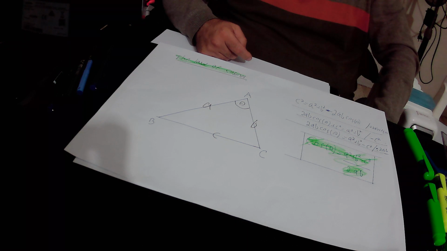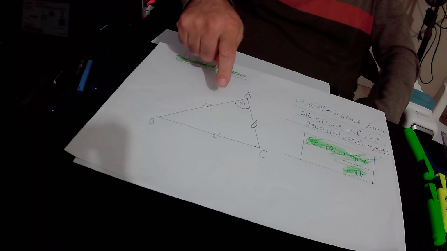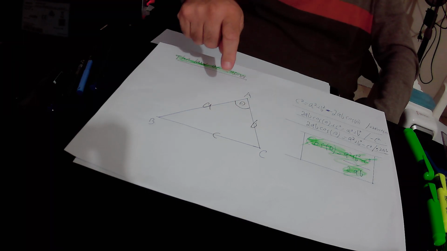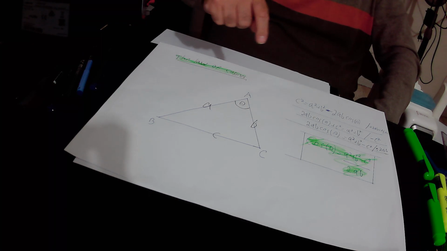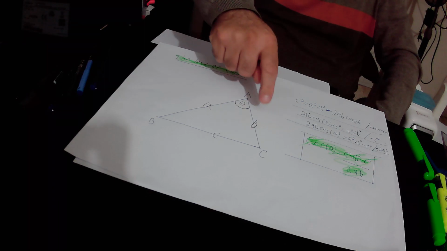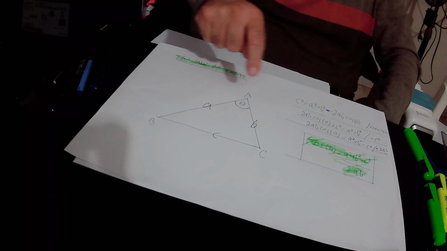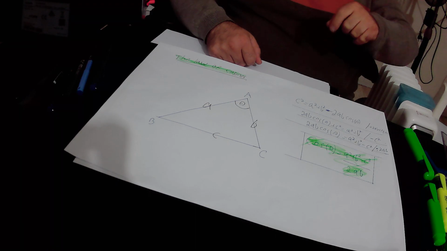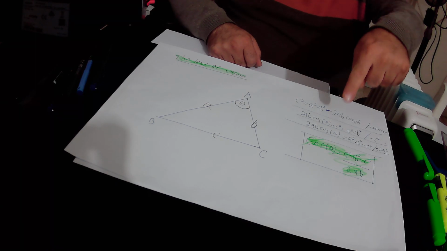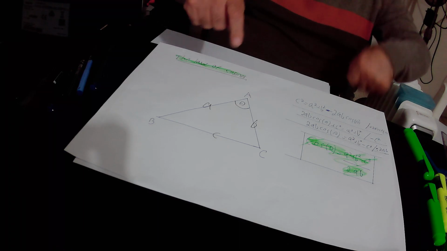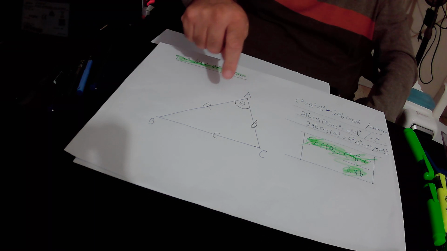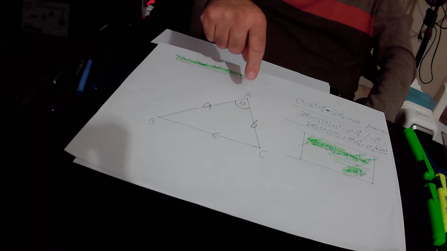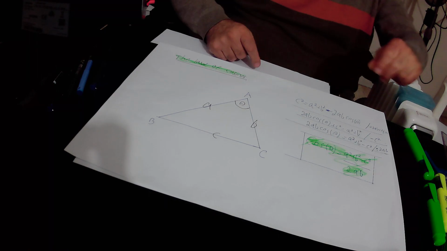And according to the law of cosines, in this triangle ABC, C squared equals A squared plus B squared minus 2 times A times B times cosine theta. Repeat again. C squared equals A squared plus B squared minus 2 times A times B times cosine theta. From this equation, it is very easy to arrive at this equation, that cosine theta equals A squared plus B squared minus C squared over 2 times A times B.